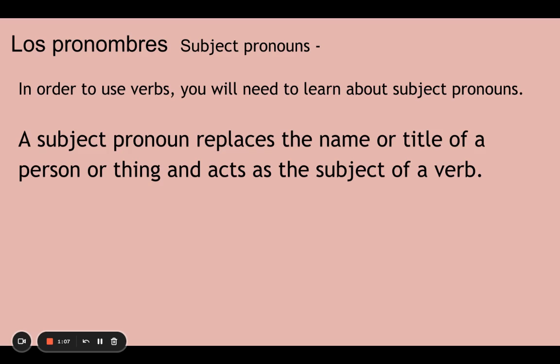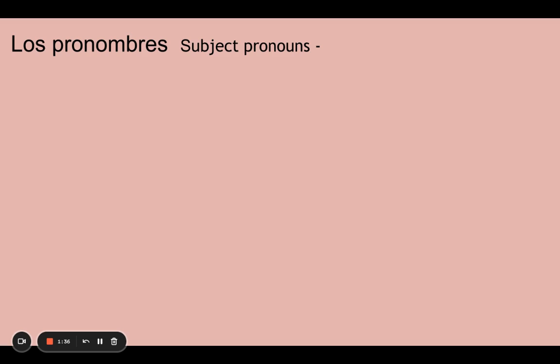And then subject pronoun, any pronoun, it replaces the noun. So the subject pronoun is what goes in front of the verb, and it replaces the name or title of a person or thing and acts as the subject of the verb. So it usually in a sentence sits before the verb.